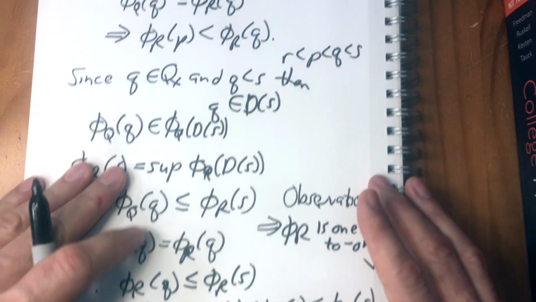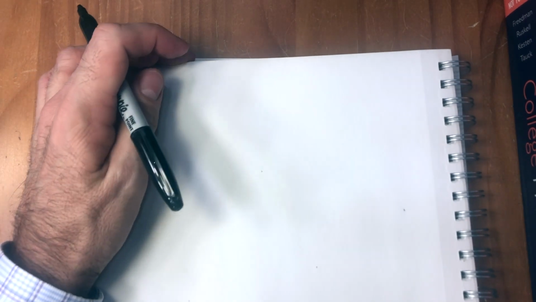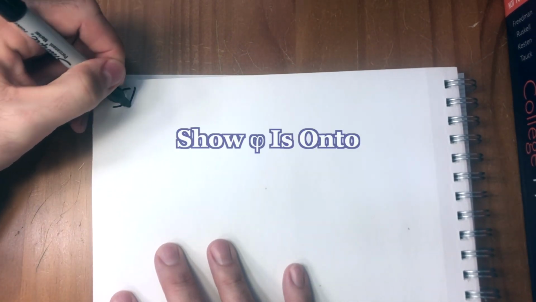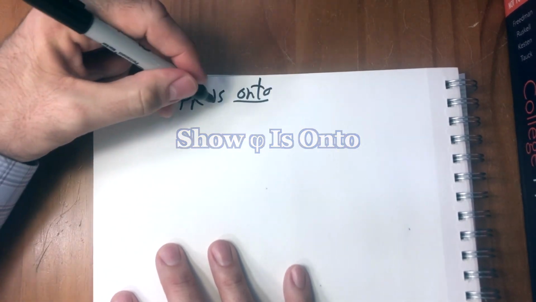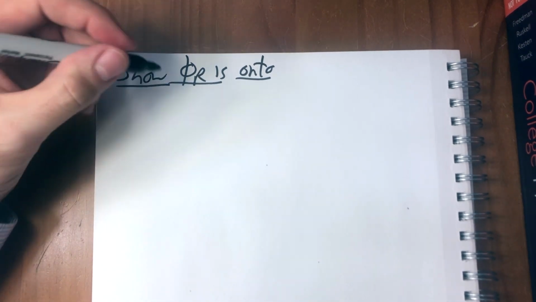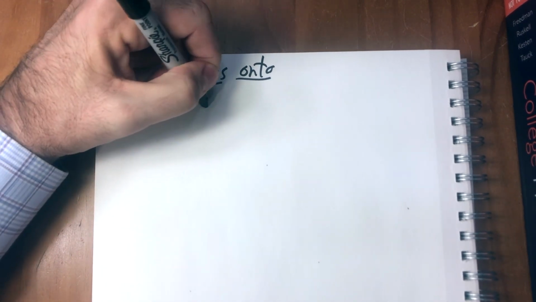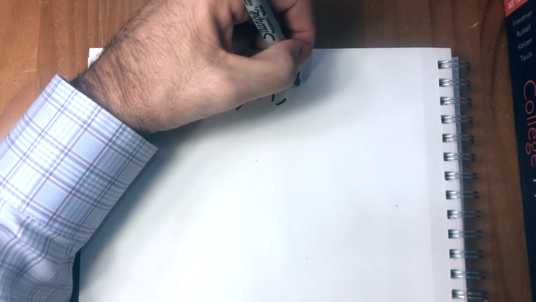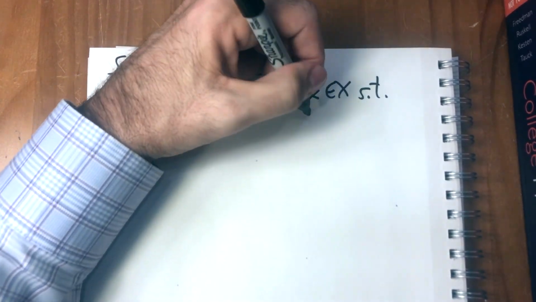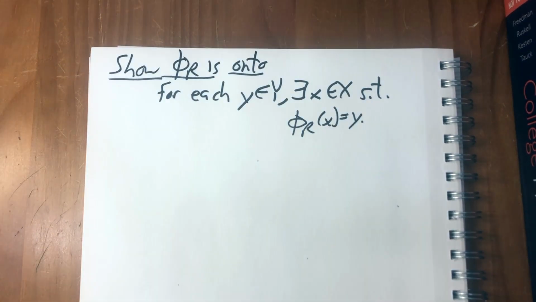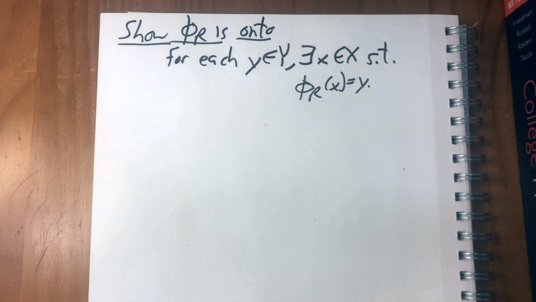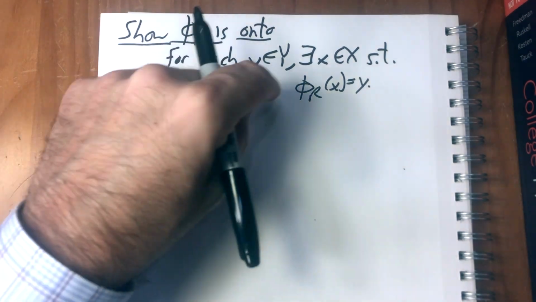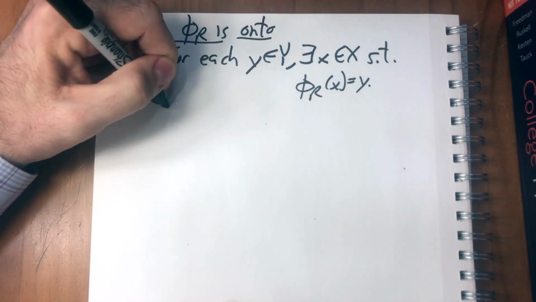Okay, good. Finally, we've shown it's well defined, we've shown it's 1-to-1. Last thing is to show phi r is onto. Now, onto means that for each y in Y, there exists an x in X such that phi r of x equals y, right? That's the definition of onto. It means that Y is covered by the X's, that there's some element of X that will give you each element of Y. So let y be arbitrary.